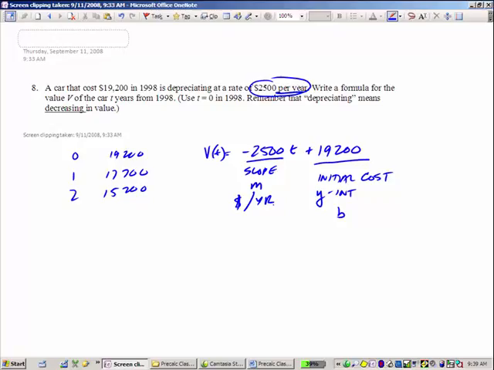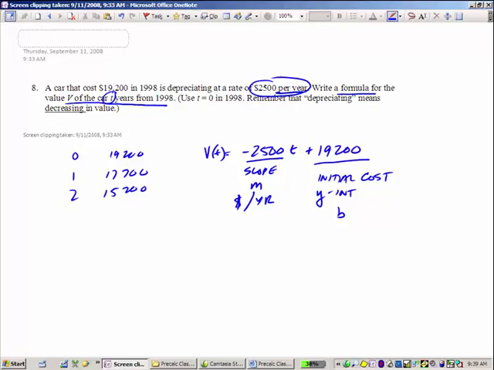You can't just do T equals. I mean, you can't just do final cost equals. No, because it's not asking for what the final cost is. It says write a formula for the value of V, T years from that date. Okay?